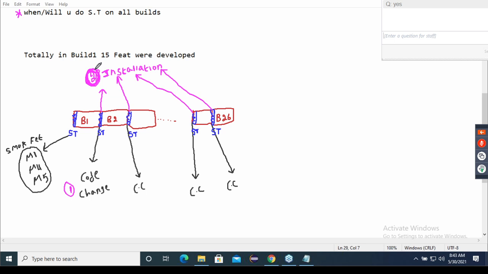Okay, write this diagram. I will give you that point. So write this diagram neatly: when should we do smoke testing, or will we do smoke testing on all the builds? And I asked you, is smoke testing repetitive or not? Yes, because it is repetitive on each and every build. Every build we are doing smoke testing on the same features, so it's repetitive.